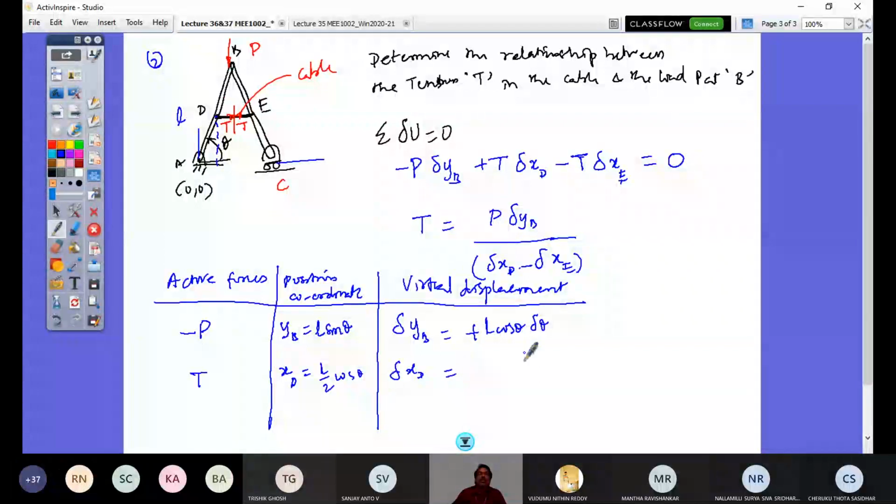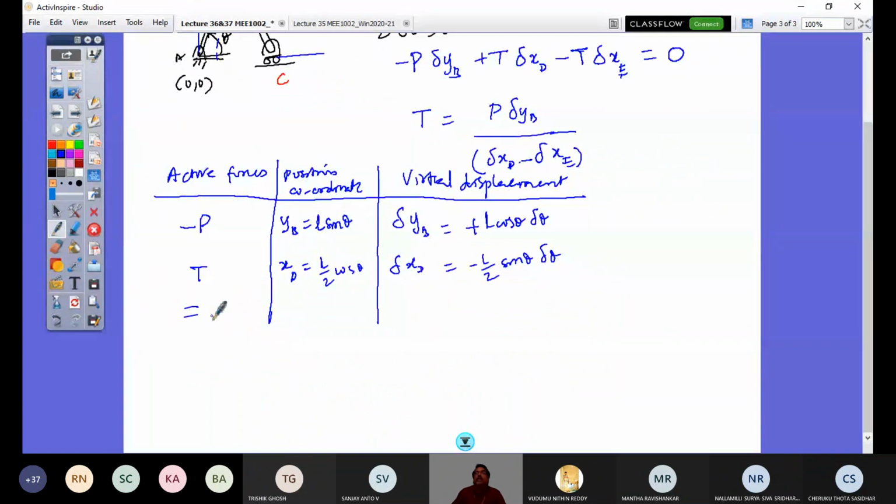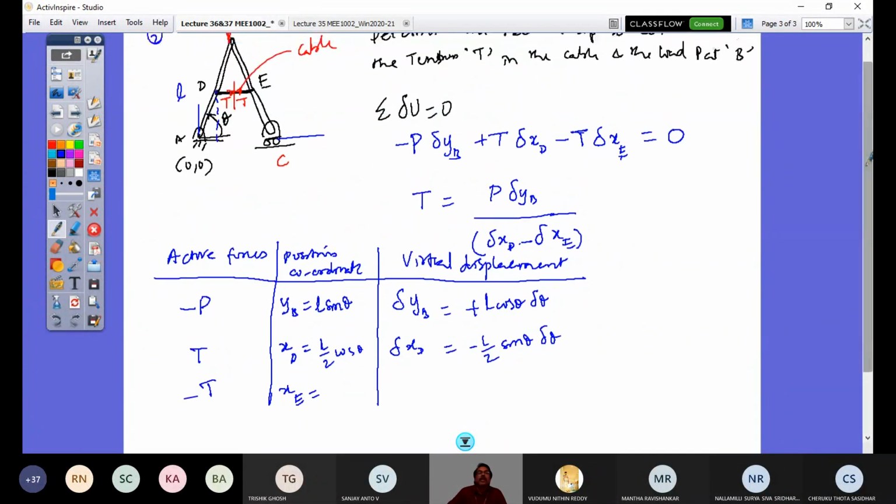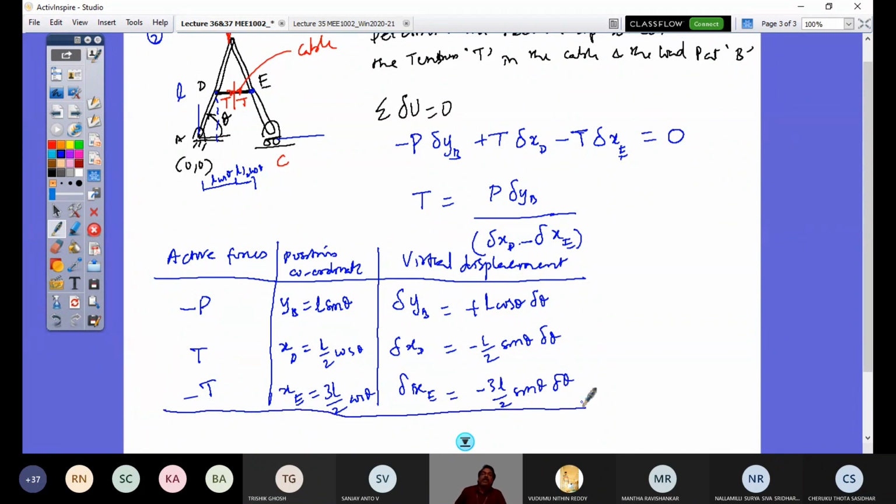Then the next active force is minus T at E, so I require the XE coordinate. How do you get the coordinate there? Simple, see this point's position from point O. From here to here, the midpoint is L cos theta, and this is another L by 2 cos theta. So this is going to be 3L by 2 cos theta. So delta XE is going to be minus 3L by 2 sine theta del theta. So we have the required virtual displacement expressions in differential form of the independent coordinate.